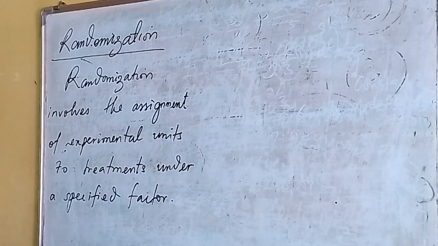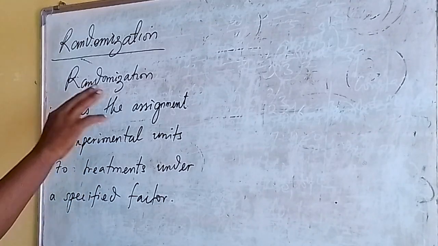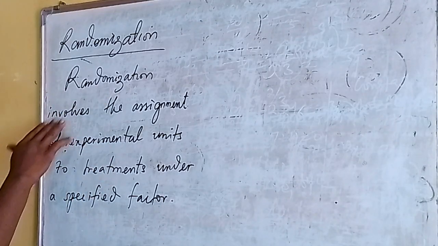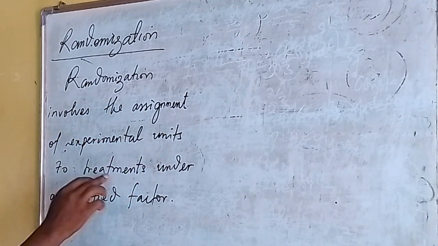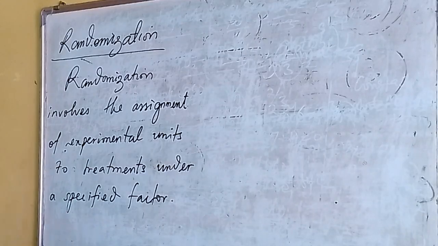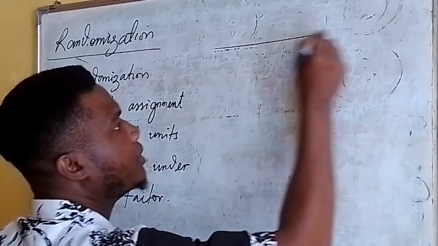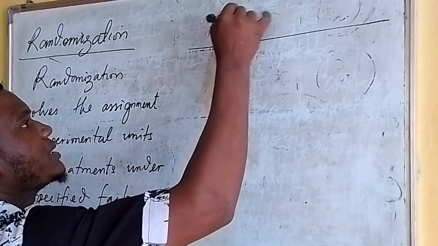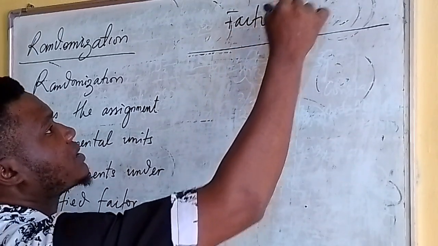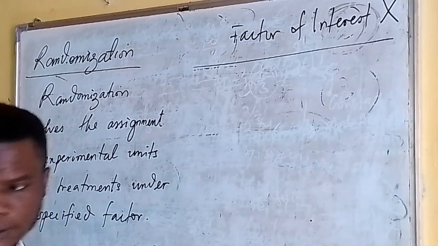Okay? Now, I want us to look at this and explain something. I'm going to write something underneath this, but to start with, let us see what randomization means. Randomization involves the assignment of what? Experimental units to what? Treatments under a specific factor. So let's look at it this way, based on what I explained earlier on. Let me start this way so that you can actually see. So there is a factor of interest. There is a factor of interest we are calling what? Factor of interest X, right?